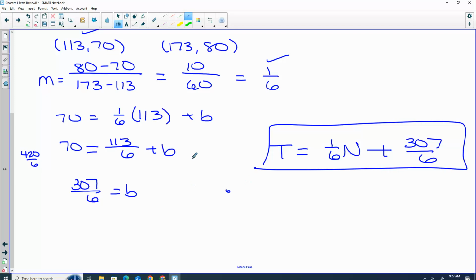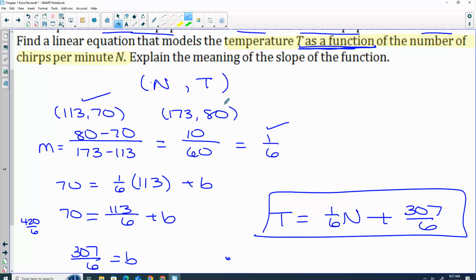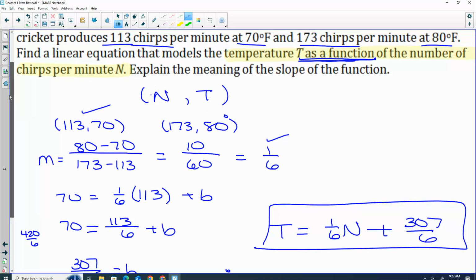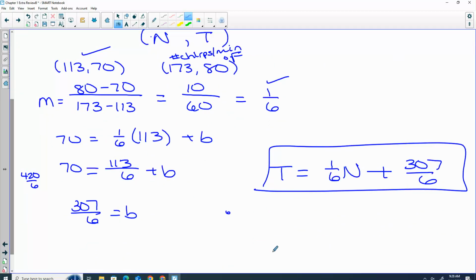My slope is 1/6. We got that by doing y over x. Y was my temperature, which was degrees Fahrenheit. What did my x represent? So y over x, degrees over the number of chirps.